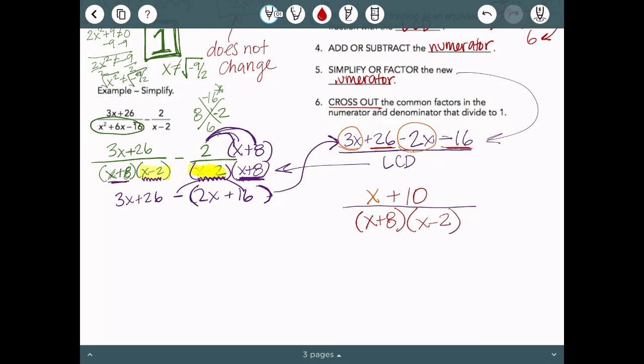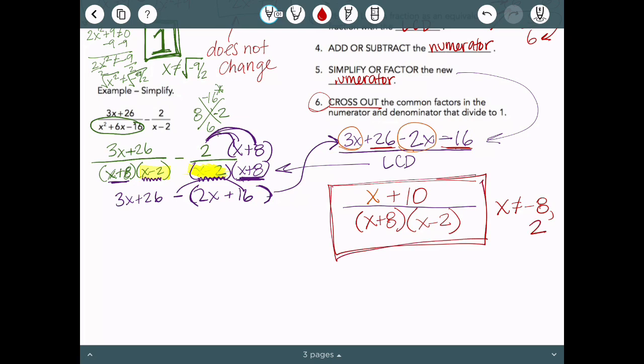I don't see anything in common, so step 6, crossing out things that are in common. I don't see anything that's in common, so I'm going to have my fraction here. I'm going to look at my denominator. I know that x is not allowed to be negative 8, and it's not allowed to be positive 2. Okay? And that is how I add and subtract. There are more examples in my next video.